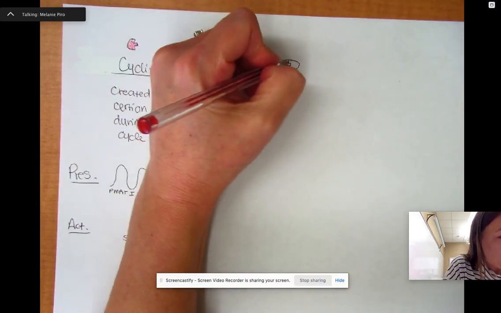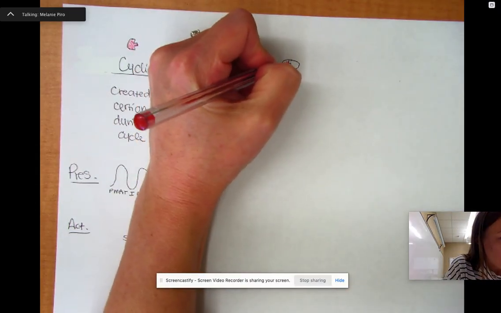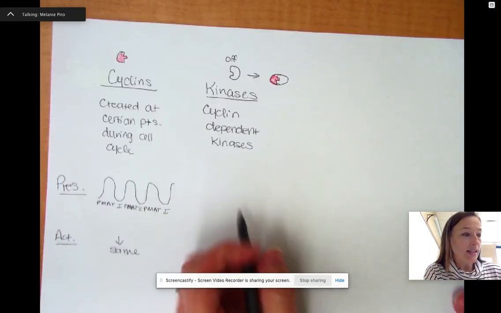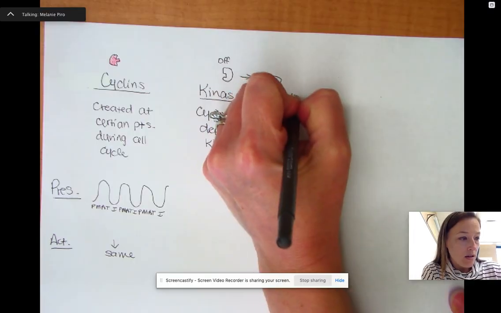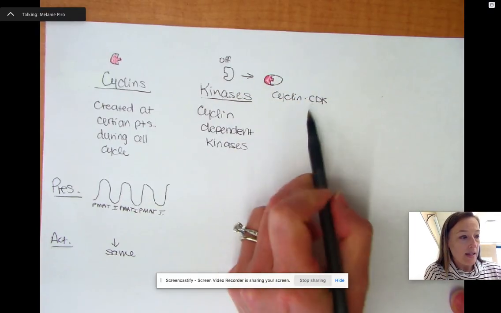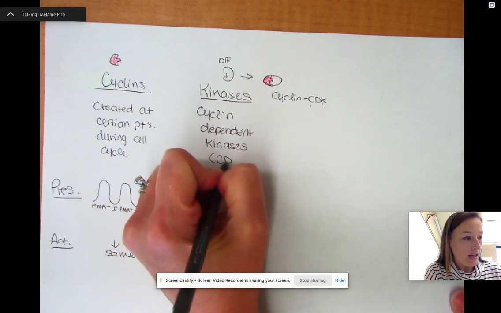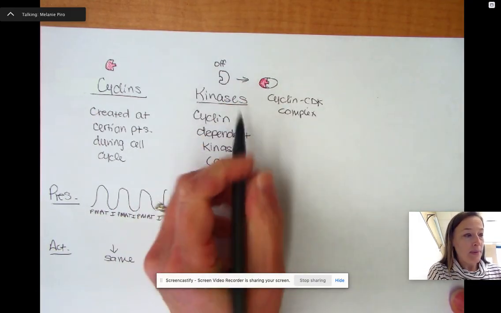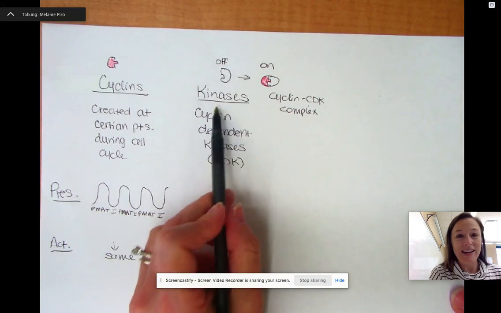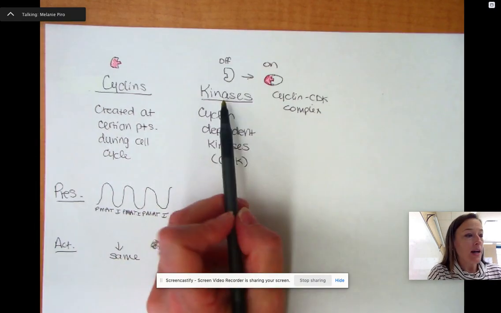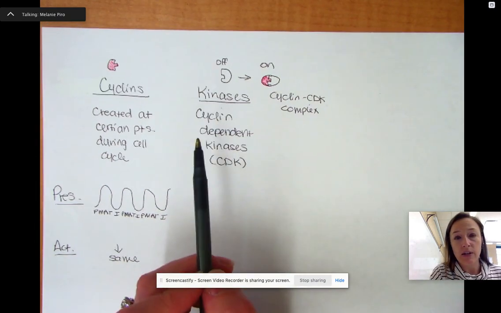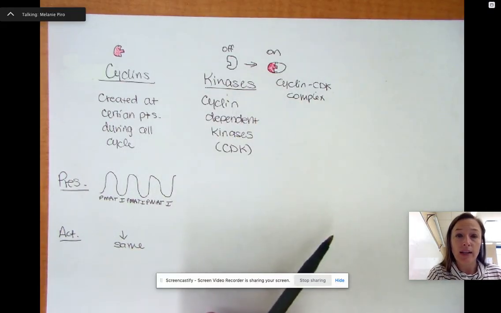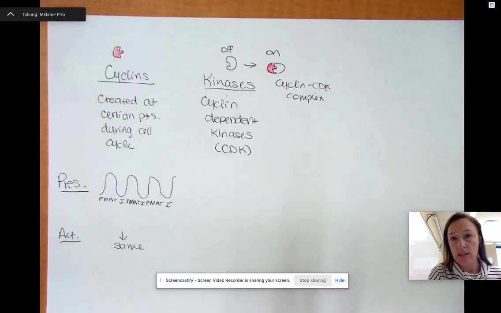is it will bind to kinase to form what's called a cyclin CDK, cyclin-dependent kinase, right? CDK complex, okay? And when that happens, this turns that kinase on, okay? And if you remember, kinases are enzymes. They're enzymes that add a phosphate group to another molecule. So once the kinase is activated, it can then phosphorylate another molecule to do whatever it needs to do.